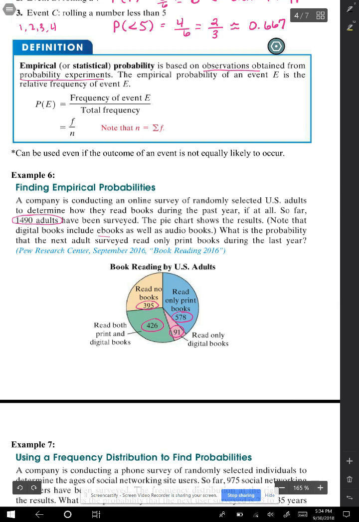So we know that the total number, which is N, is 1490, and we want the probability that the next adult surveyed would have read only print books. So this is going to be the number in the event that we're interested in, which is print books. So read only print books is 578 out of the total number, or the total frequency, which was the 1,490 adults surveyed. And then when you turn that into a decimal by division, you would get approximately 0.388.